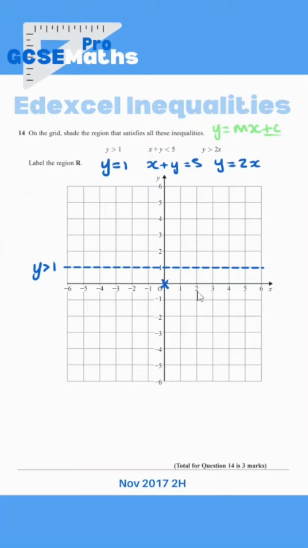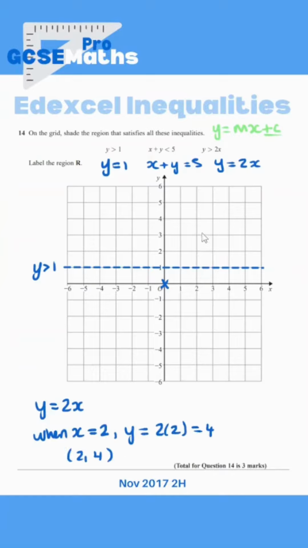That's one of my coordinates. Then I'm just going to choose another x value on my grid. Let's say x is 2, y would be 2 times 2, which is obviously then 4. So I plot my coordinates at 2, 4. Now that I've got 2 points, I can just use my ruler to join them up. Obviously extend it through the whole of the grid though.